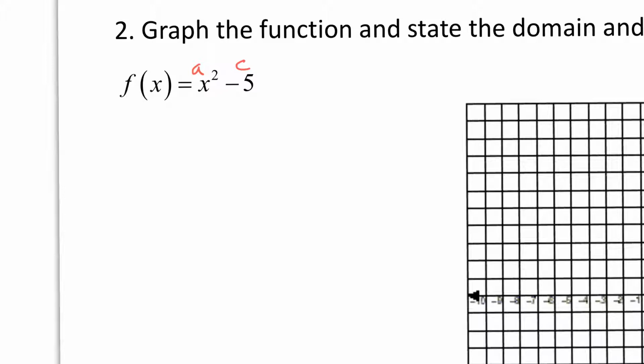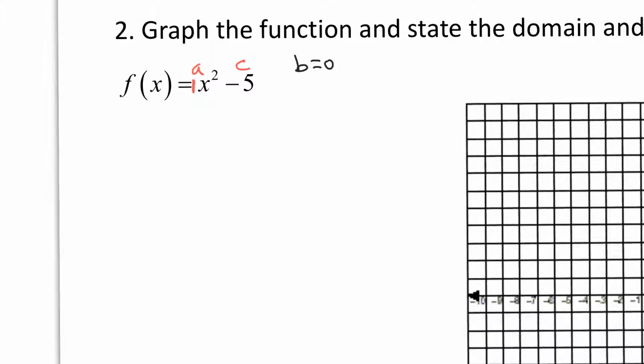So we have the a, and let me just put an invisible 1 here. We have the c, the constants, and we are missing the b. When that happens, when we don't have b, we're just going to set b equal to 0 because we are missing that b.